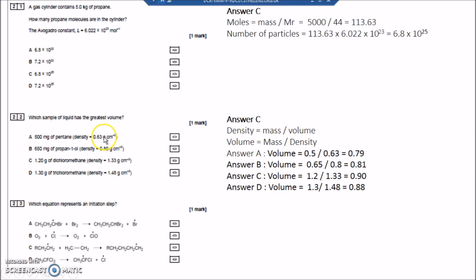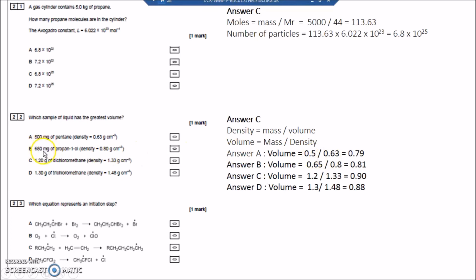The one problem is the units of density are grams per centimetre cubed. So my mass needs to be in grams, not milligrams, and then I'm going to get my answer in centimetre cubed for all of them. 500 milligrams, a small unit into a larger unit, I'm going to divide by 1,000. So 500 milligrams divided by 1,000 is 0.5 grams. Density 0.63, 0.5 divided by 0.63 is 0.79. So my volume in centimetre cubed is 0.79.